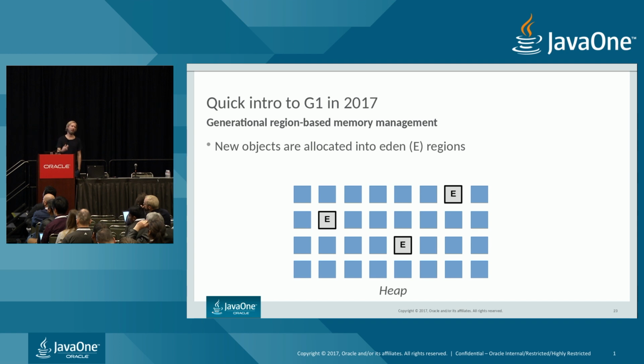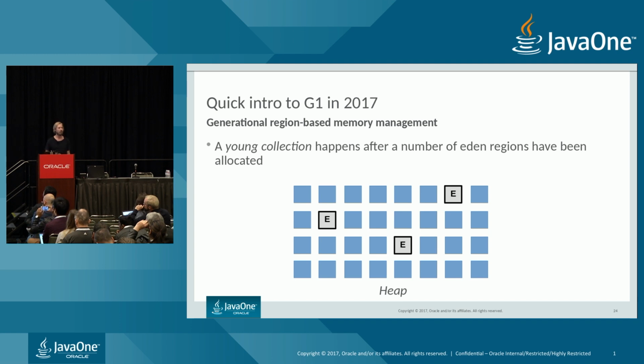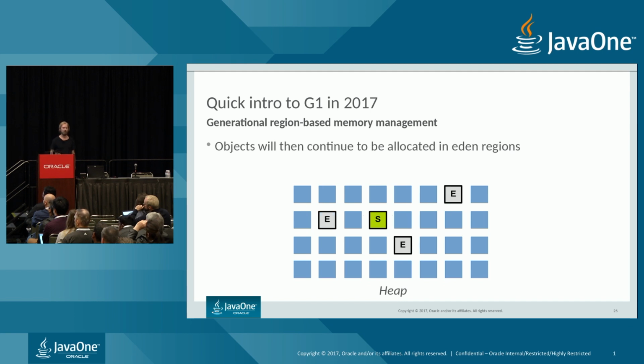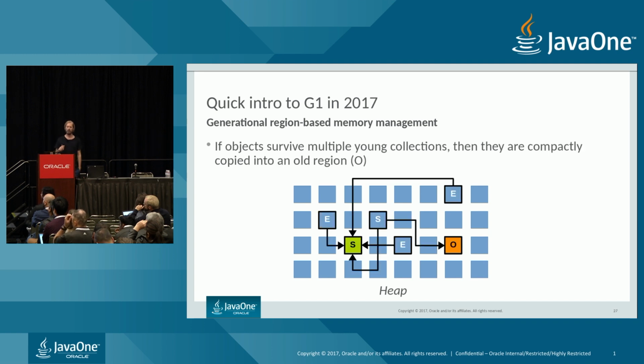New objects are allocated into so-called Eden regions. And a young collection will happen after a number of Eden regions have been allocated. During such a young collection, G1 will find live objects in those Eden regions and compactly copy them into a survivor region. Objects will then continue to be allocated in Eden regions, and after a while, if an object survives multiple young collections, they are compactly copied into an old region.